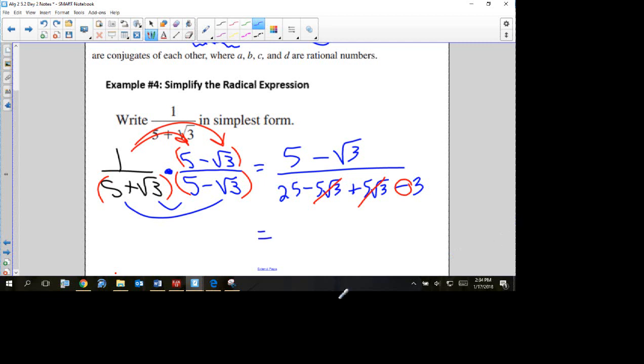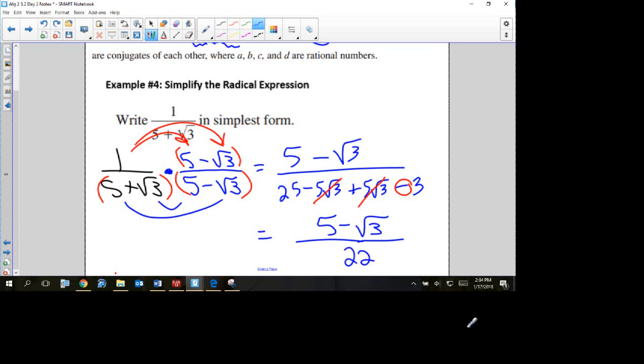Was it number 11? Yeah, sorry. That's all right. I was like, I don't know where that one is. For now, it's 4? Oh, it's 4? This is part 4. Okay, so then we have 5 minus radical 3, and then on the bottom I have 25 take away 3, 22.